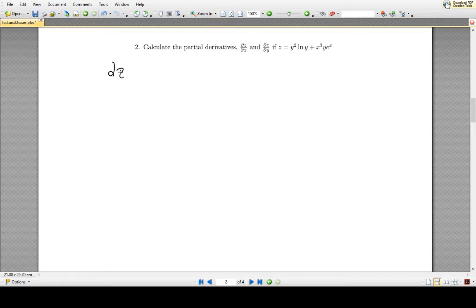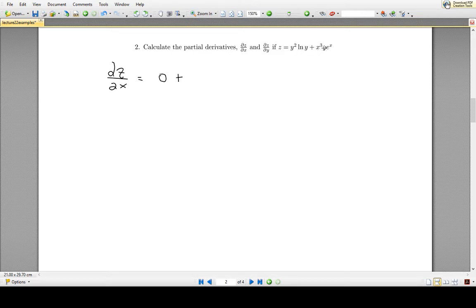So let's take the derivative of z with respect to x. If we look at the first term here, if we're taking the derivative with respect to x, we assume that all of the y's are just numbers, like 5. In this case, the first term is just a whole bunch of constants, like 5 squared ln 5. That's just one big number, a constant. So the derivative of a constant with respect to x would be 0, because the first term is just one big constant number.